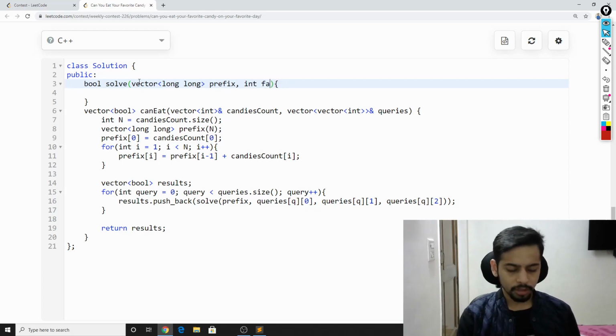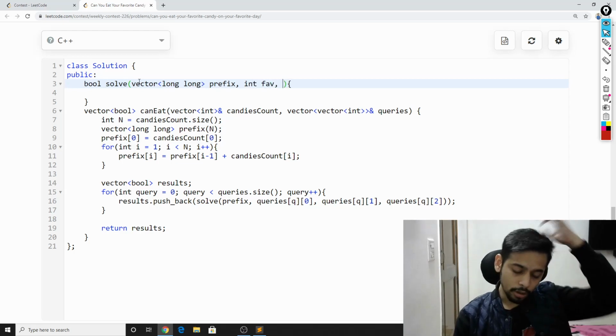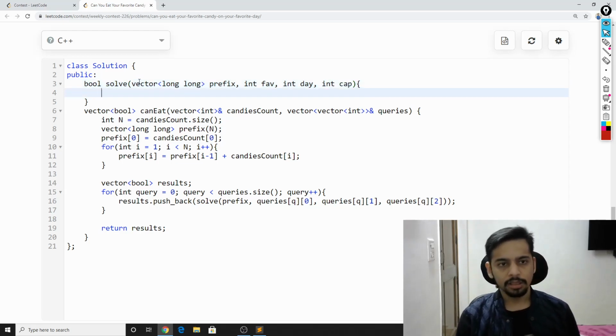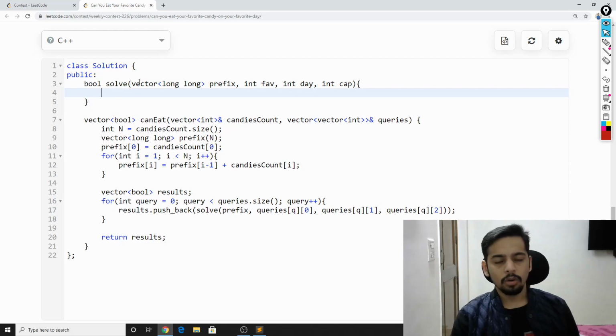What is the favorite chocolate or candy, whatever it is? What is the day on which you would like to eat that candy, at least one of that candy? And what is the max you can eat on a day, so capacity? These are the things I'm passing in.